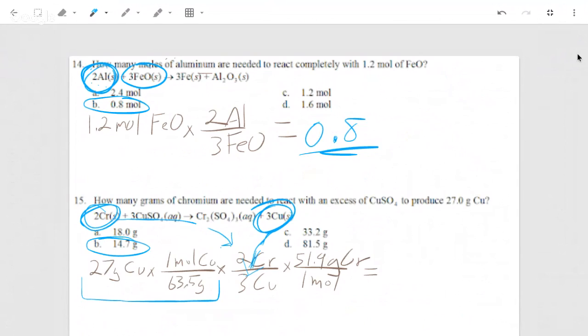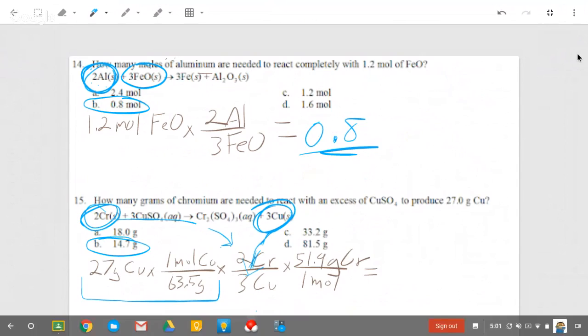After that step, you've got moles of chromium. So the last step is converting it to grams of chromium. The mass of chromium is from the periodic table, 51.9 grams on top over 1 mole, for every 1 mole of chromium. So in effect, what you're doing is 27 divided by 63.5 times 2 divided by 3 times 51.9.